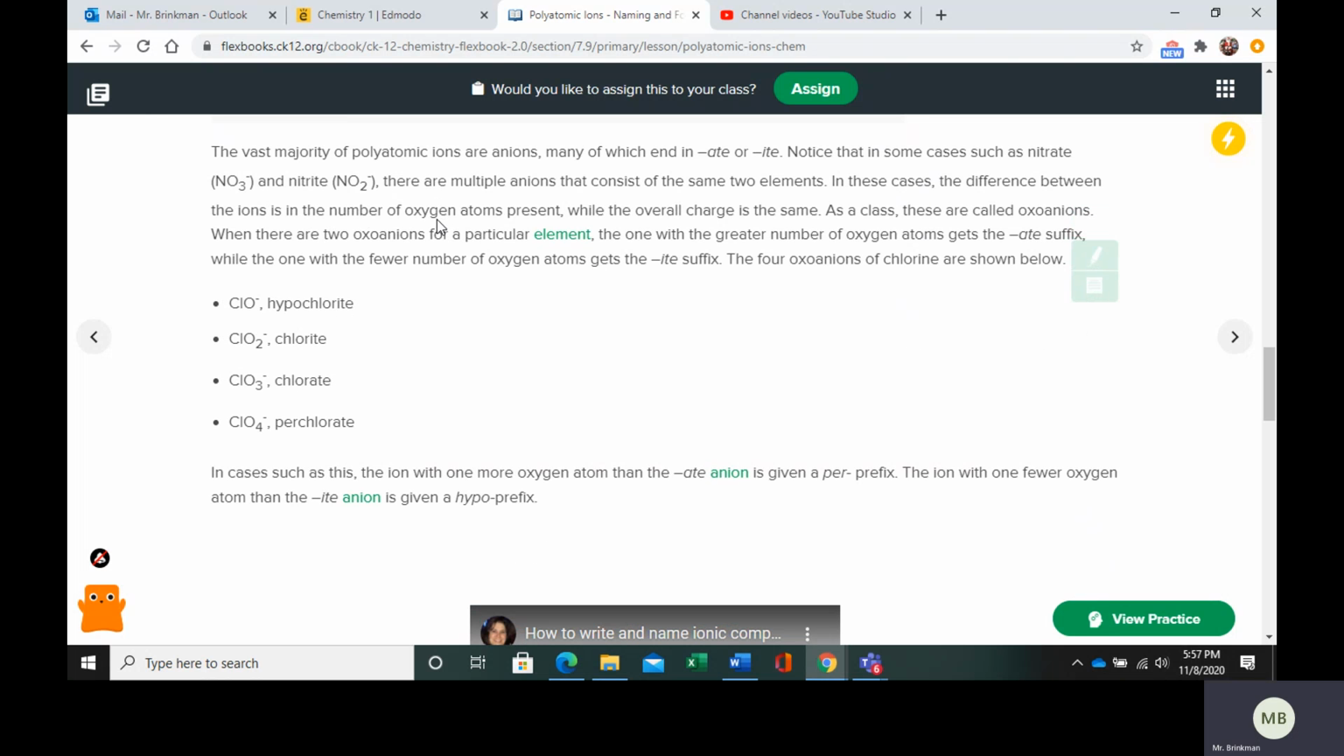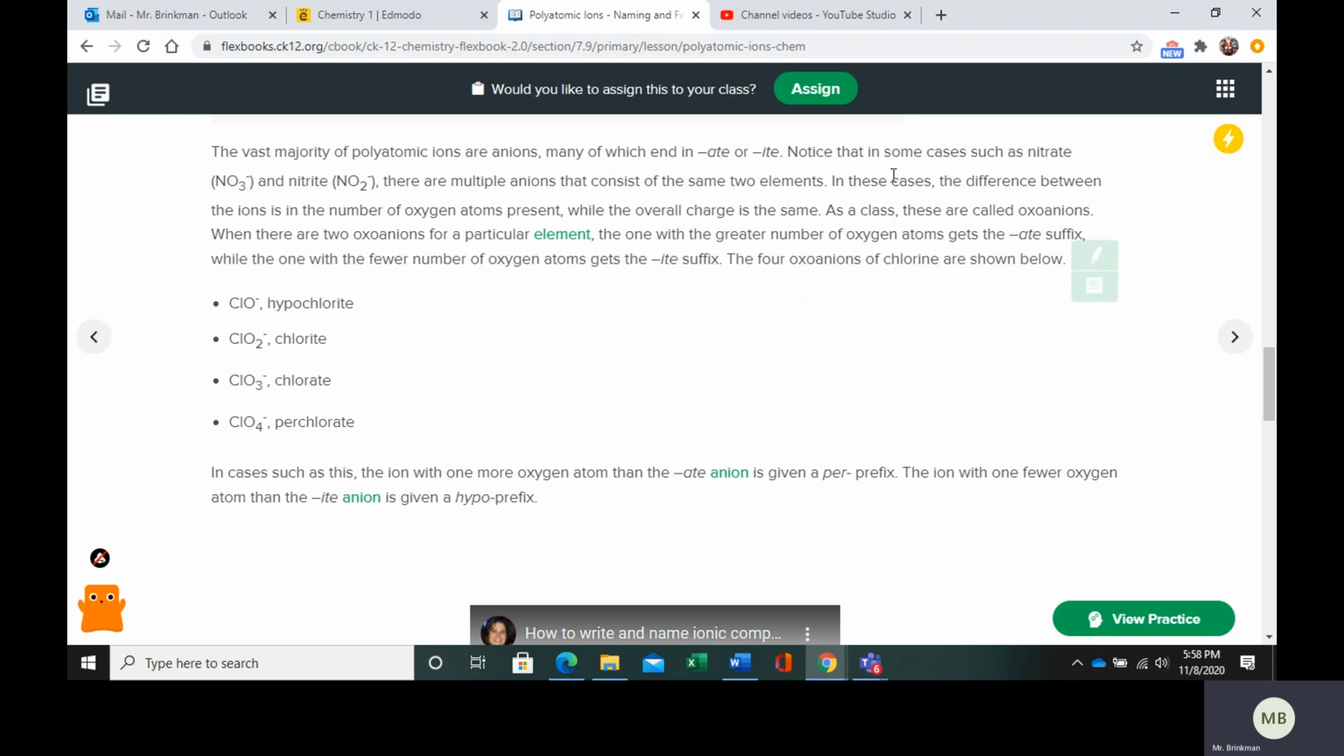So a little bit about the naming. A majority of the polyatomic ions, you're going to notice they're anions. They're negatively charged. A lot of them end in the ate or ite suffix. So there are multiple anions that will consist of the same 2 elements. In the case of nitrate and nitrite, they're both made of nitrogen and oxygen.